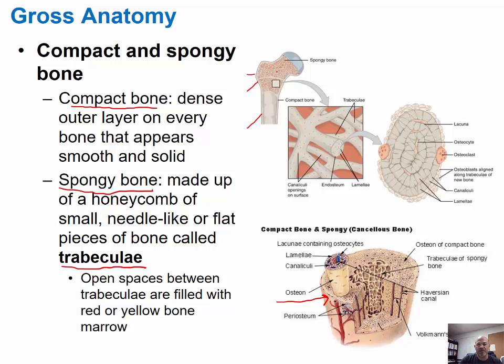So when you look in here at this area of the bone, there's your honeycomb, and if we zoom in, those little flat needle-like structures are called trabeculae. And then if we zoom in, this is what one would look like in a cross-section through it. Anyhow, the spongy bone is going to have open spaces between the trabeculae, which may be filled with red or yellow bone marrow.